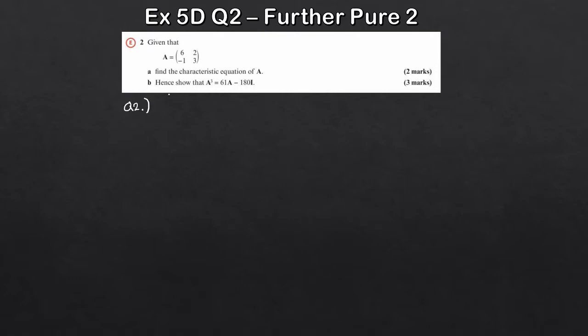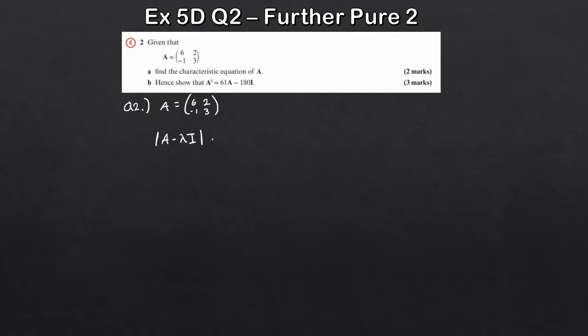So we've been given a matrix A, which is 6, 2, minus 1, and 3. Now part A just asks us to find the characteristic equation of A. So to find the characteristic equation of A, what we have to do first is subtract off the identity matrix multiplied by lambda. Okay, so that's using lambda as a scalar. So what I mean by that is we're going to work out the determinant of A minus lambda I.